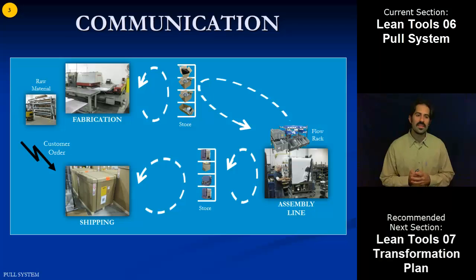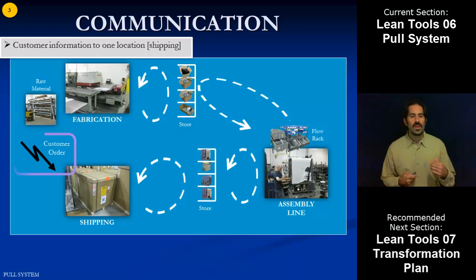And then the last thing, the number 3, is this idea of communication. It makes sense: we have to be able to communicate with each other what we're producing, what we need to produce, what we're taking. The way we do this in a pull system is that the customer information only goes to one location. So the orders don't get sent everywhere to everyone all the time. They just come into shipping.